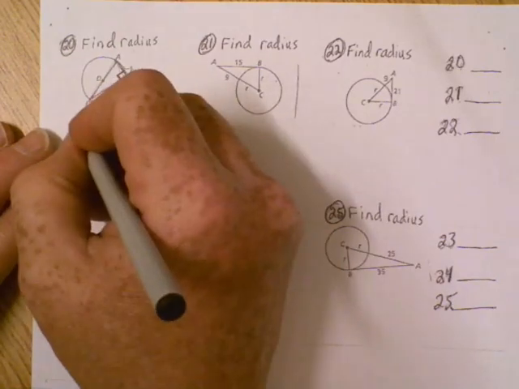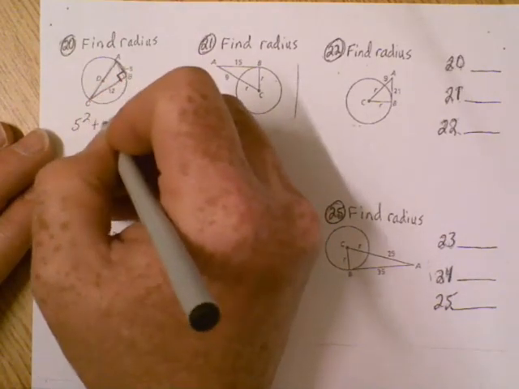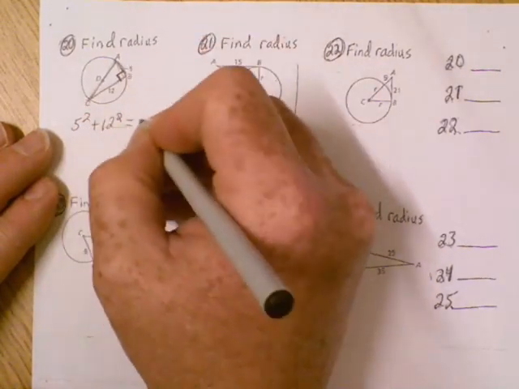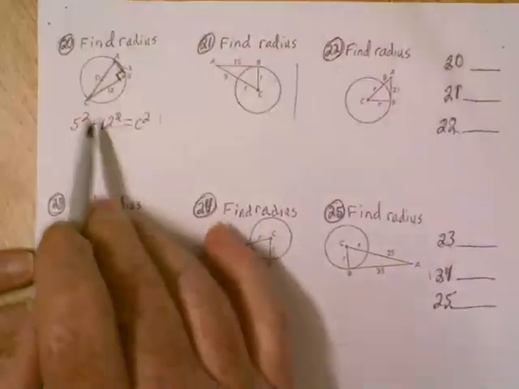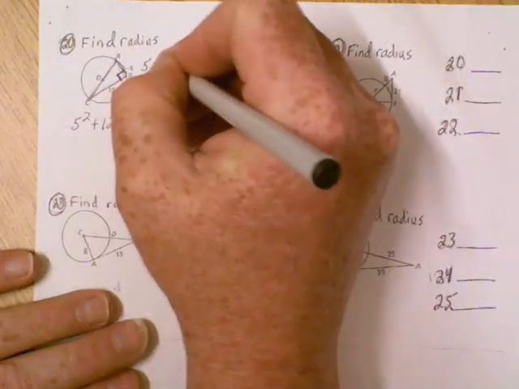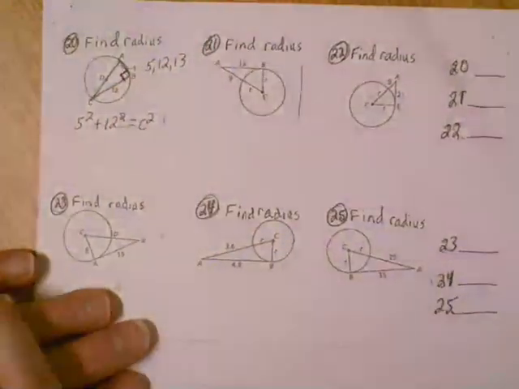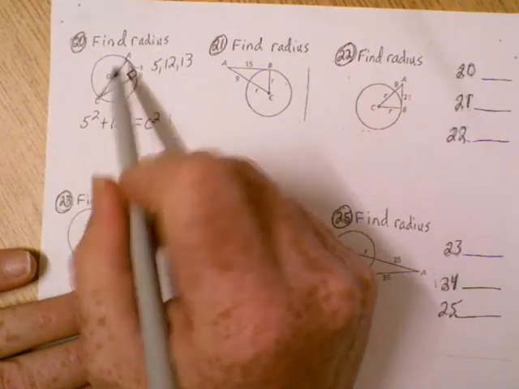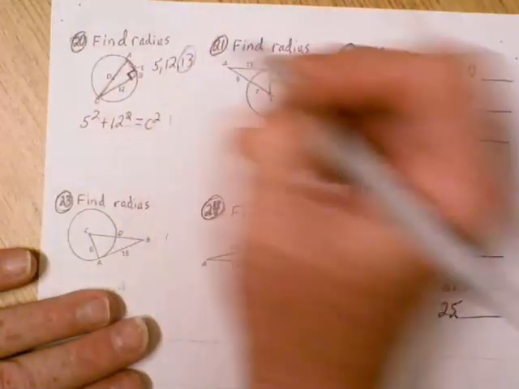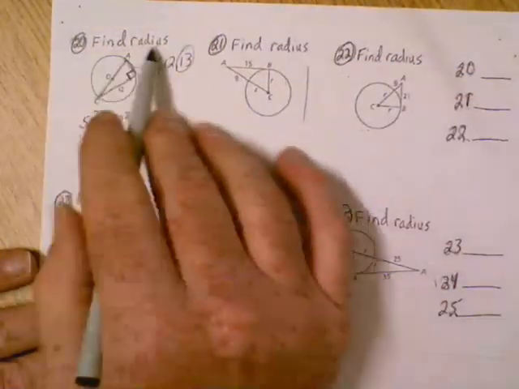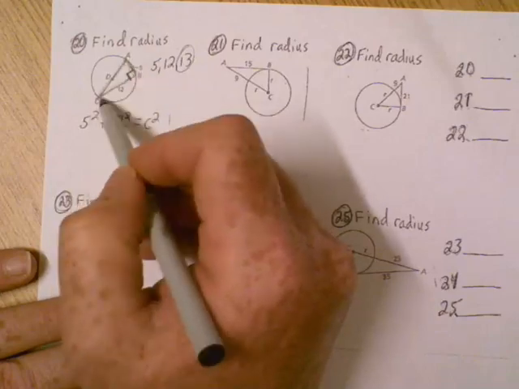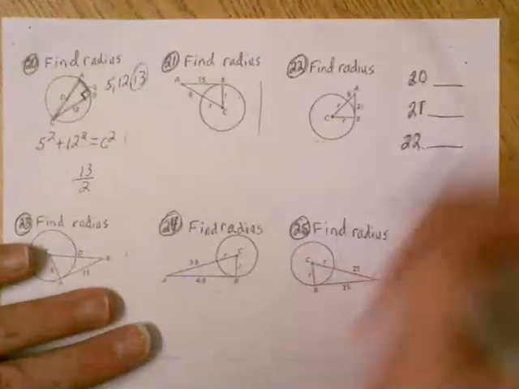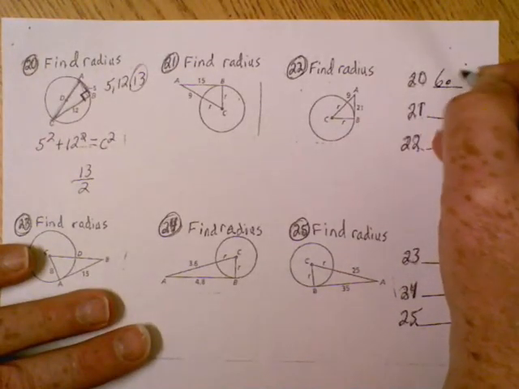One of the legs is 5, so 5 squared. The other leg is 12, and then the diameter is going to be our c squared. Well, I know 5, 12, 13 was a Pythagorean triple that we talked about. So if this leg's 5, this leg's 12, this diameter has to be 13, but they wanted a radius. Well, if the diameter is 13, then all we do to get the radius is take 13 divided by 2, and you end up with number 20 is 6.5.